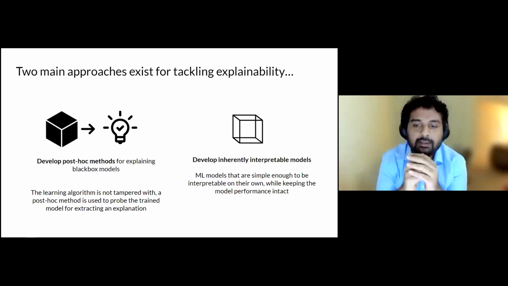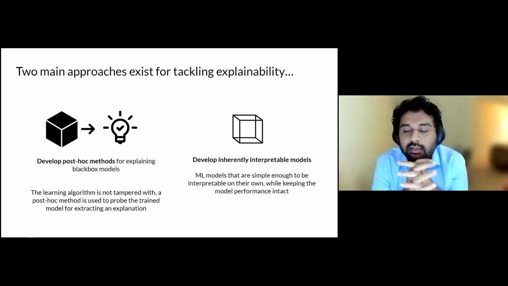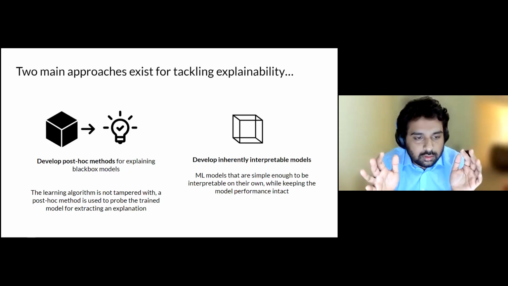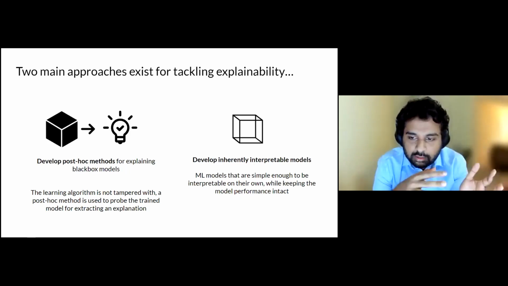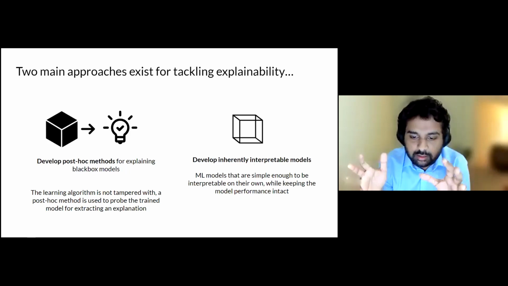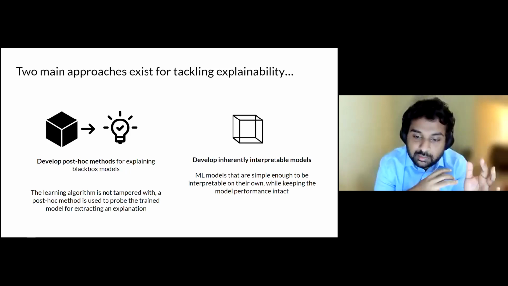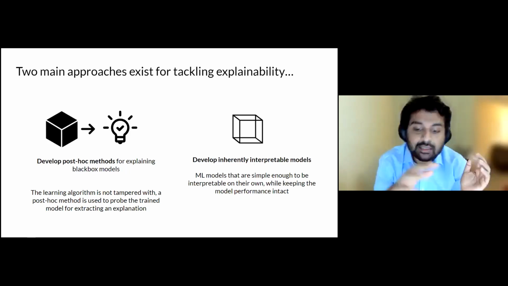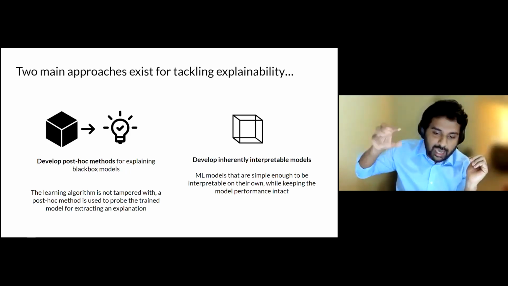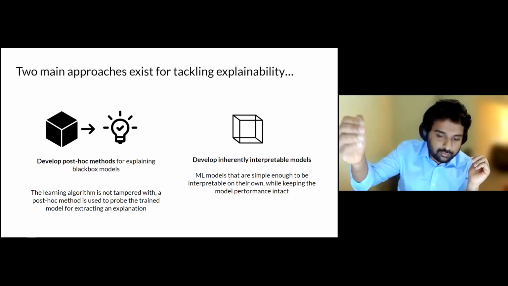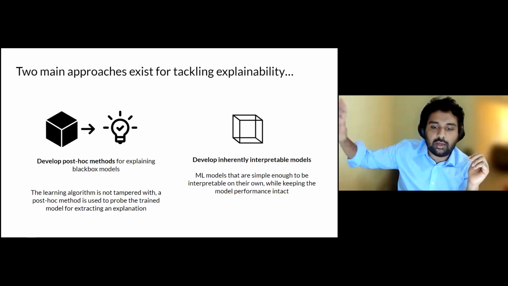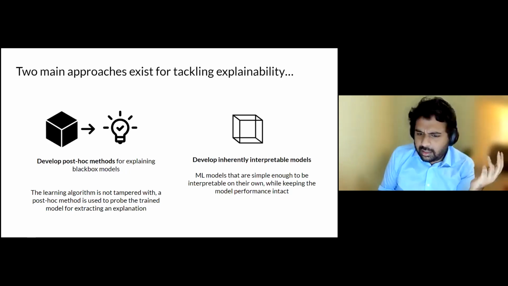And on the other hand, there's the other approach. It's saying, no, we shouldn't use black box models at all. Let's develop interpretable models that are simple enough to be interpretable on their own, but we are not compromising the performance. We are actually getting the performance of a very complex model like a neural network or a random forest, but the model is simple enough to be explained. Can it even exist?